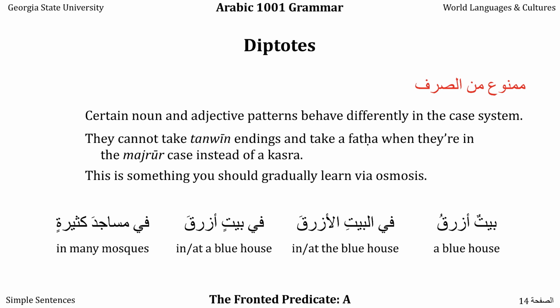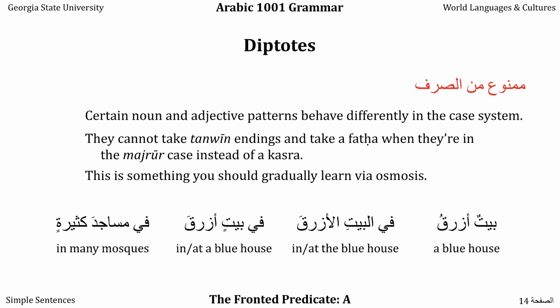Fil baytil azraqa. Here al-bayt comes after a preposition, so it's in the majrur case, but al-azraq, while it's supposed to be agreeing with bayt, cannot take a kasra ending and takes a fatha instead. Thanks, Arabic, for being this complicated.